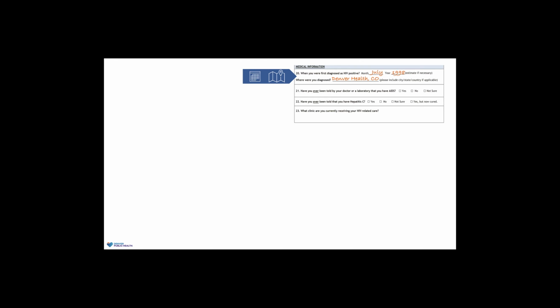Line 18, how many adults and children live in your household? Line 19 wants to know the reason you didn't file taxes. This is important again for income verification. Line 20, when were you first diagnosed with HIV infection? Guessing or estimating is okay. Remember, only those who have an HIV diagnosis are eligible for SDAP services.